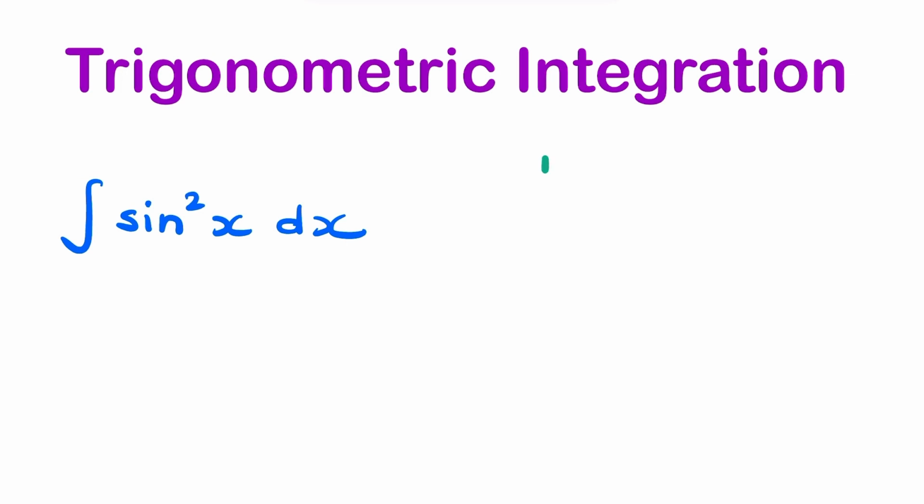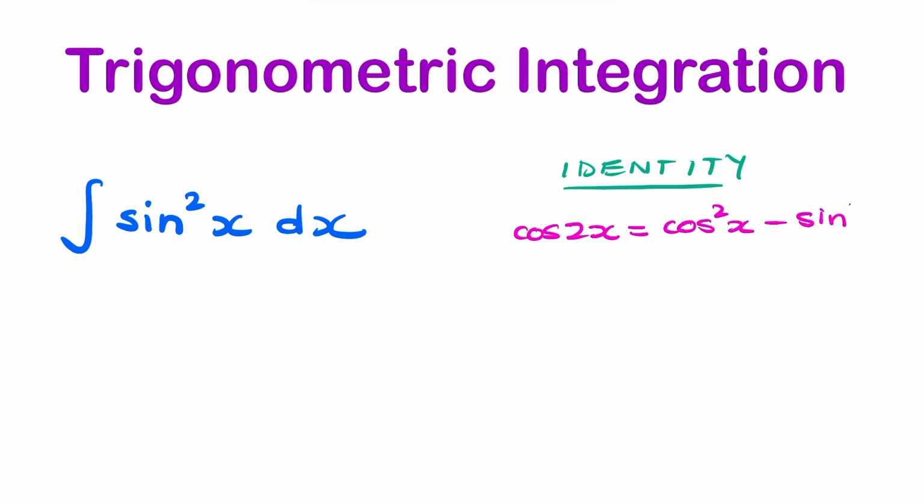So there are some identities that you're expected to know. I'll just write these out here. There's an important identity for double angles. So when you have a double angle, so cosine 2x, that's equal to cosine squared x minus sine squared x. And because we're interested in sine squared x, we want to use this identity to rewrite sine squared in terms of cosine twice the angle.